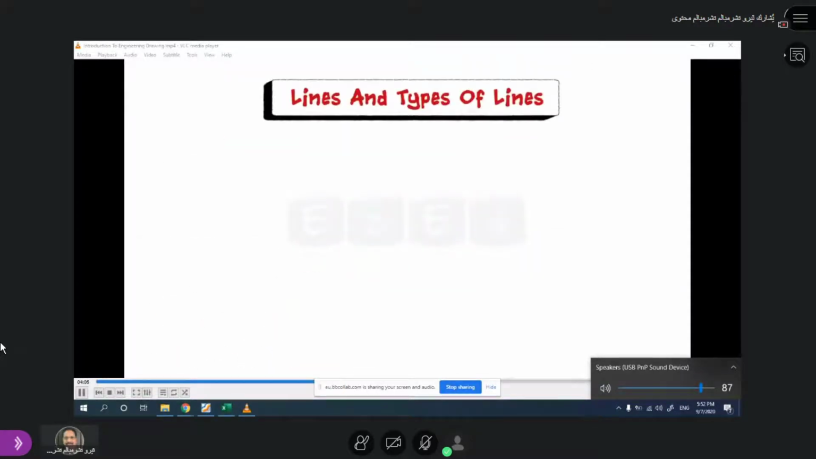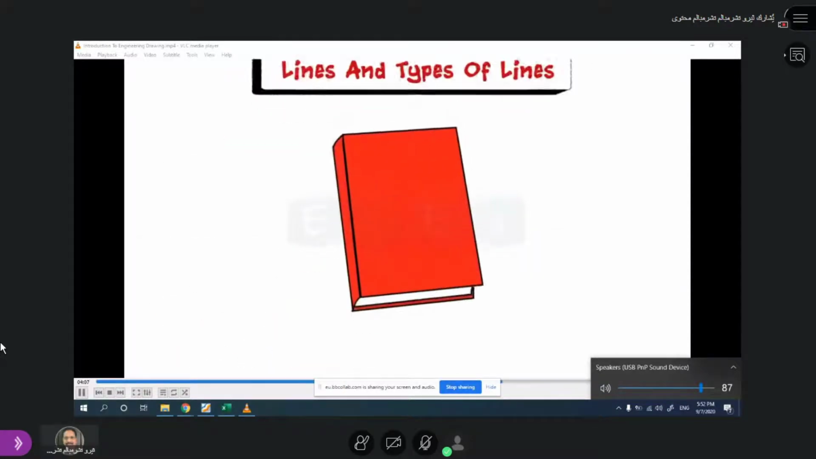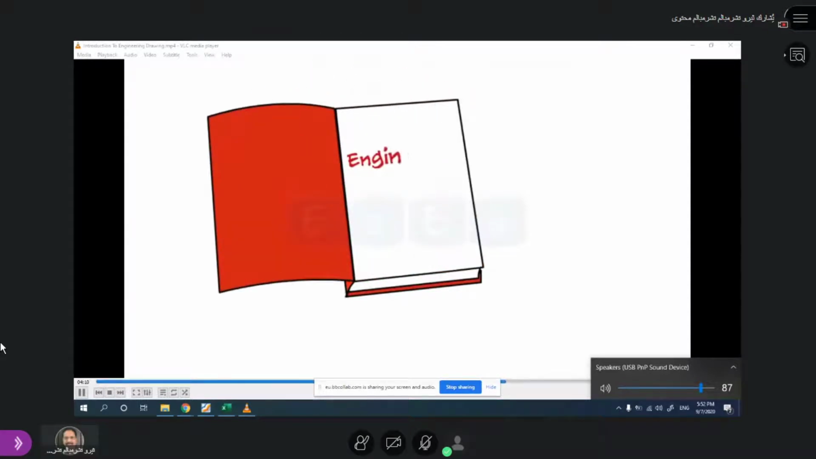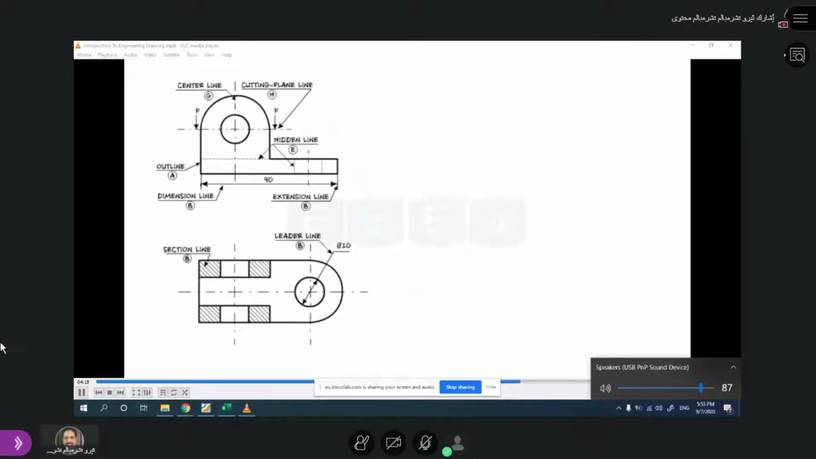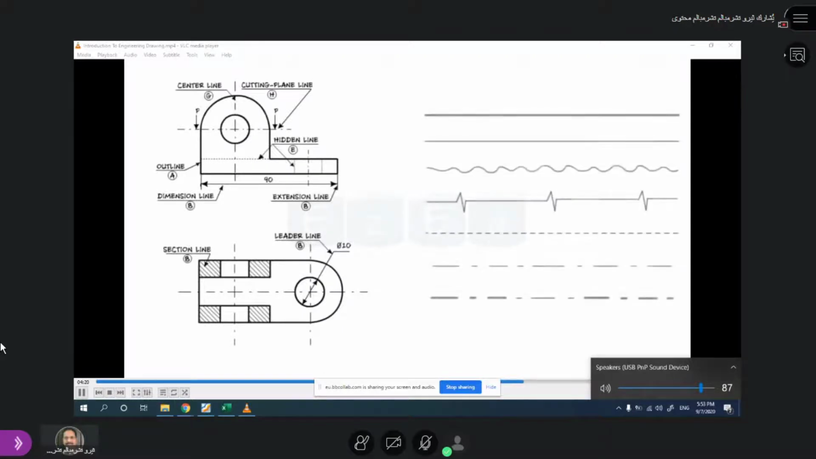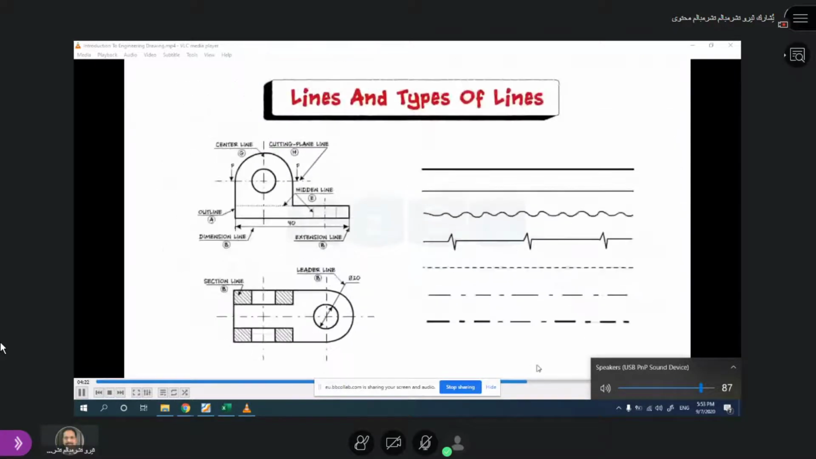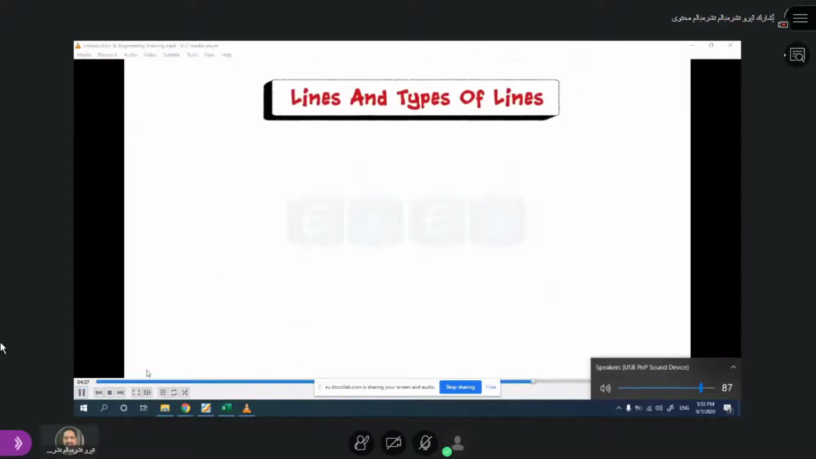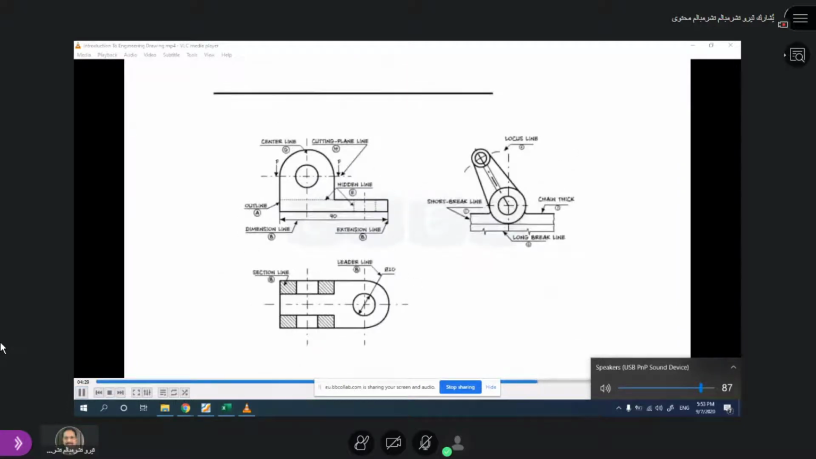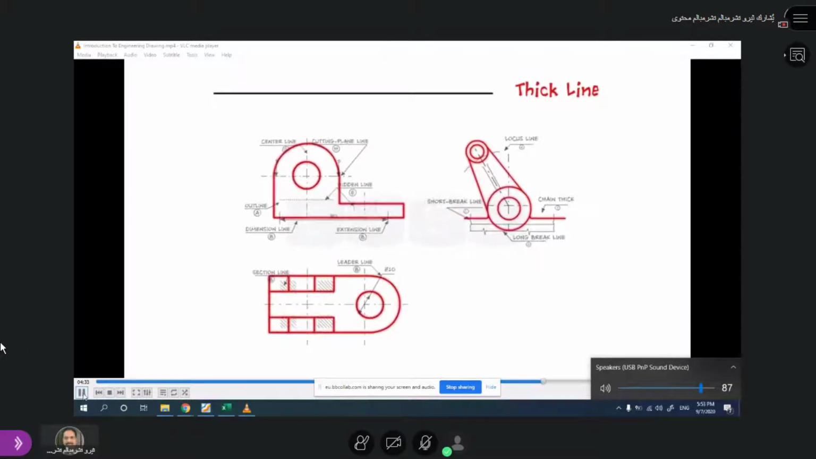Next, we will see lines and types of lines. Just as in any textbook, we are taught to use the correct words for making correct sentences. Similarly, in engineering drawing, the details of various objects are drawn by different types of lines. Various types of lines are used in engineering drawing. Now let us see the different types of lines. First is a continuous thick line. This line is used to display outline and edges of the main drawing.